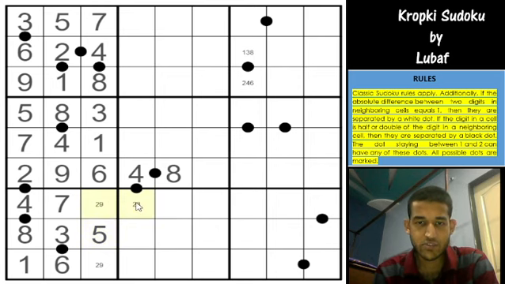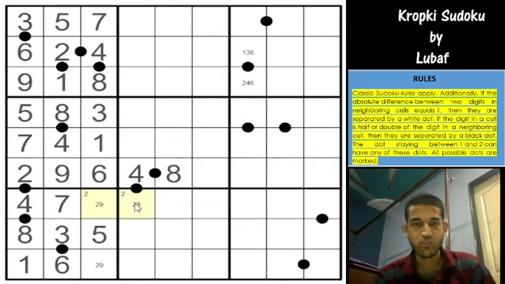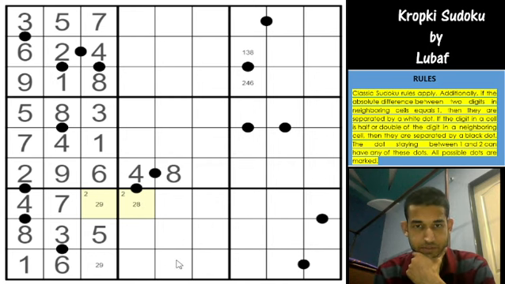And look at these two cells. 2 has to be in them because if you don't have a 2, then you have 8 here and 9 here, and that gives you consecutive digits. So not possible. So 2 has to be here.